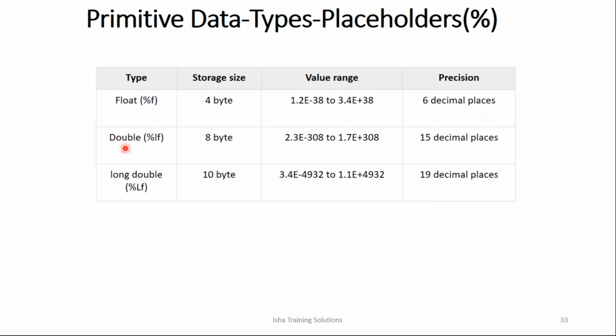Okay, we have another data type called double, which can hold 8 bytes of size and can hold 15 digits after the decimal point, whereas float can have 6 values after the decimal point, and double will have 15 values after the decimal point. Whereas long double can hold 19 values after the decimal.